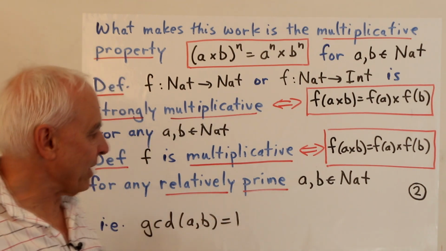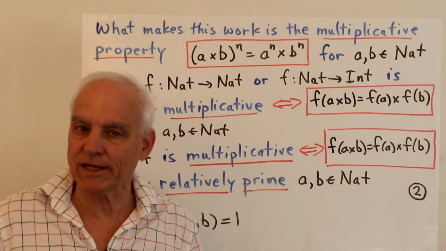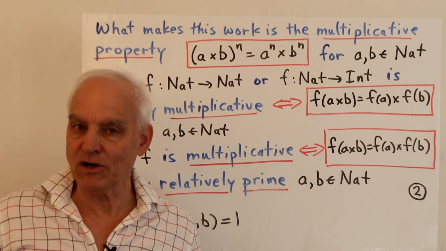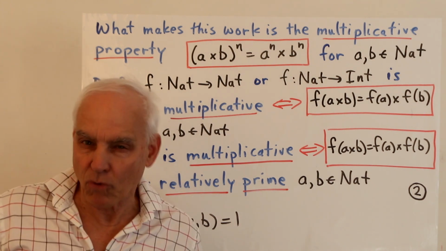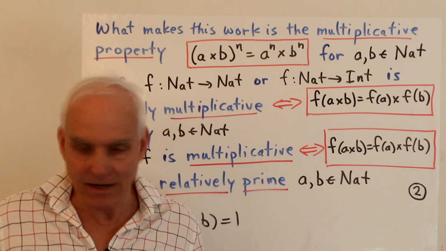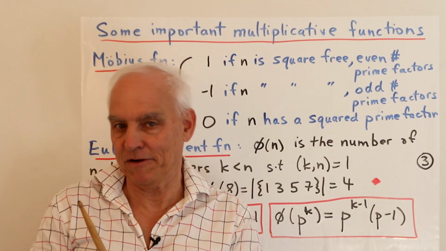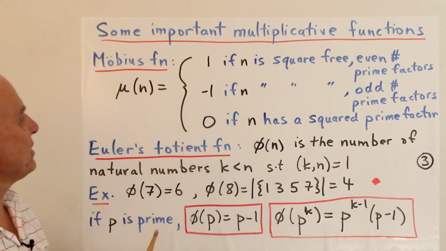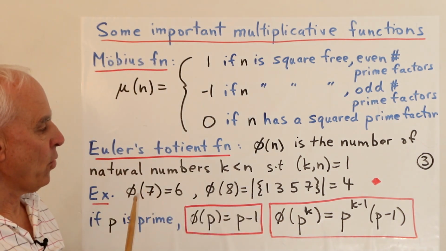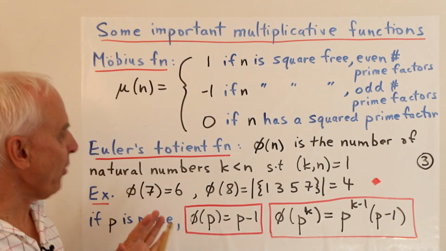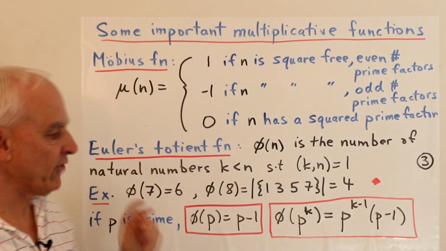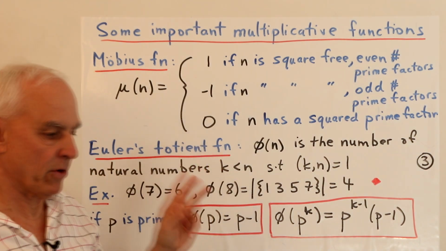And it's pleasant because there's actually quite a lot of really interesting multiplicative functions that play an important role in number theory, even in classical number theory. So let's talk about some important multiplicative functions. One of them is the Mobius function, which is very simple. A natural number is sent to either 1 or -1 or 0.